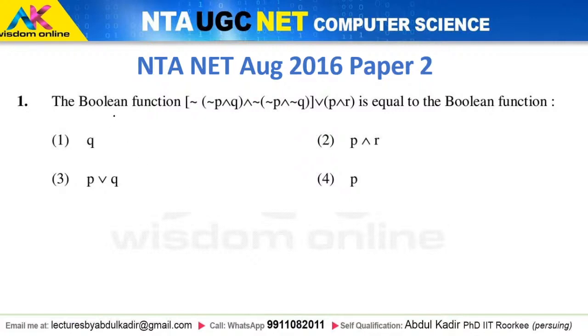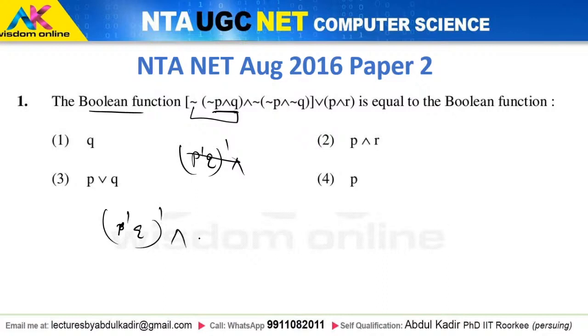Okay, so let's see this question. The boolean function is equal to which boolean function? A very easy question this is. Nothing much, just some properties you need to apply. What is this saying? First of all, this is nothing but p dash q negation, so let me write it here, p dash q negation, and this is p dash q dash negation, this complete thing, or pr.